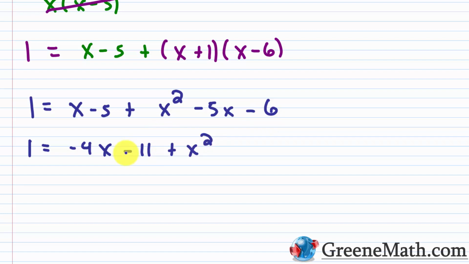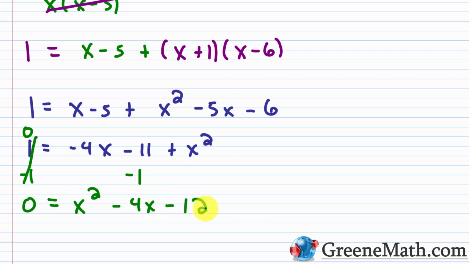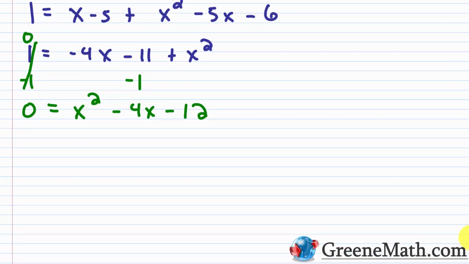And I'll reorder this in a minute. I want to subtract 1 away from each side of the equation so that this side on the left is 0. So I'll have that 0 is equal to x squared out in front, and then minus 4x, and then negative 11 minus 1 is minus 12. Okay, so recall that I can just flip this around if I want to. It's perfectly legal. I can say this is x squared minus 4x minus 12 is equal to 0.